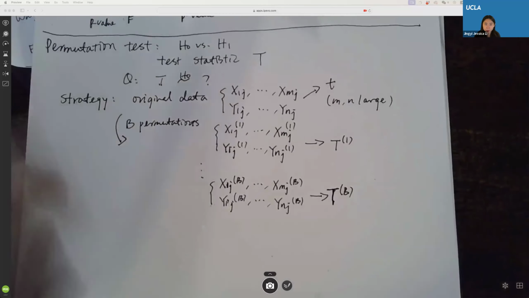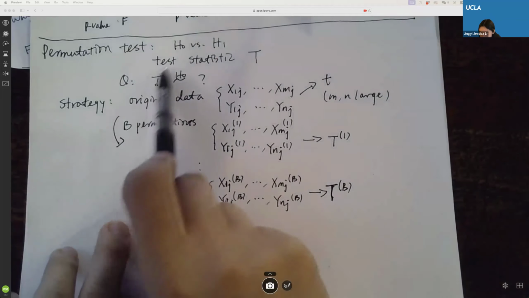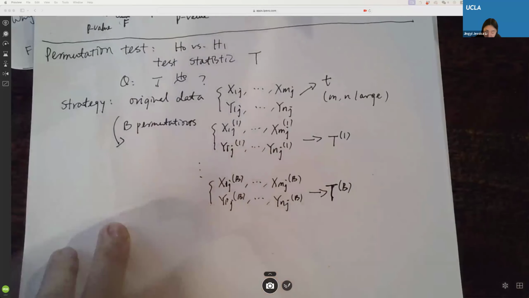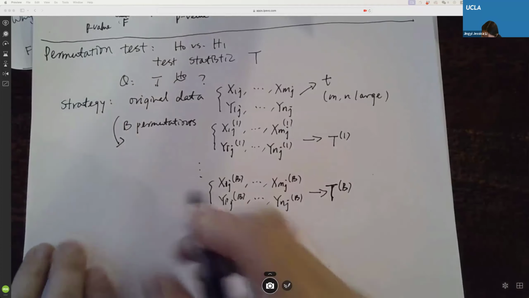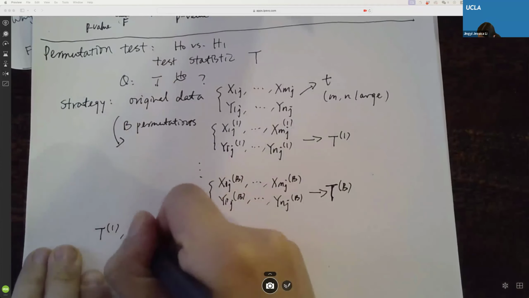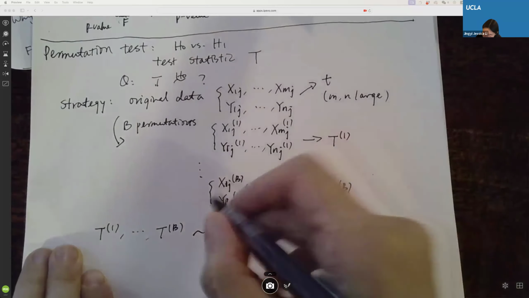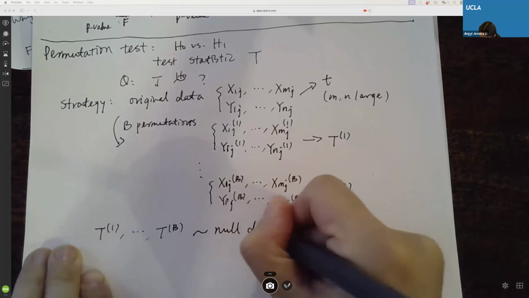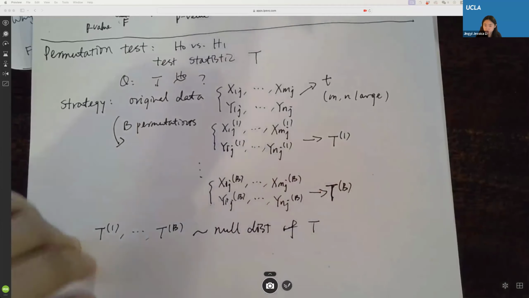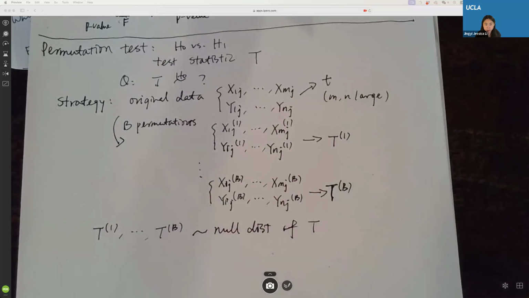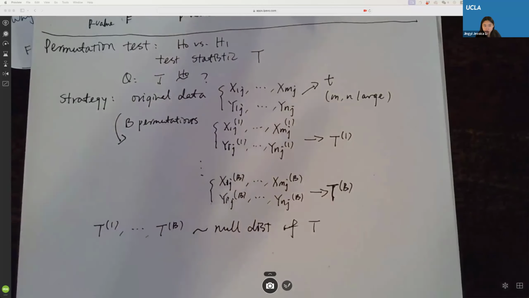So if we think the permutation basically satisfies my null hypothesis, if that is what we believe to be, then we have T1 to TB follow the null distribution, right? Null distribution of T. So if the null hypothesis holds, then my test statistic should take values as T1 to TB. So if we believe that, then this T1 to TB is basically a numerical representation of this null distribution.